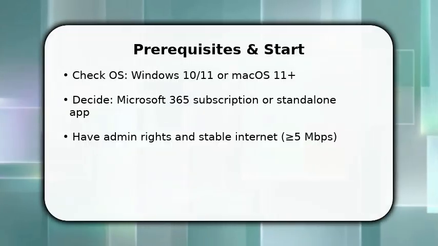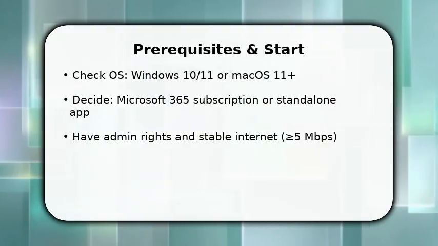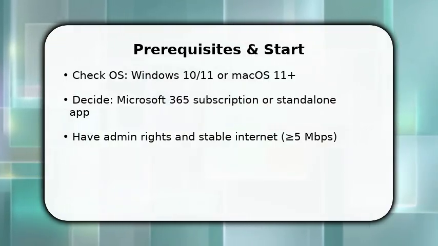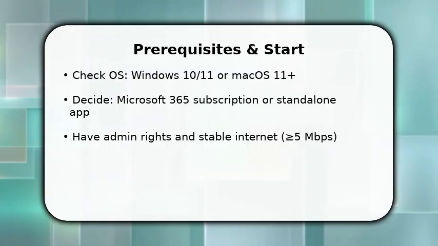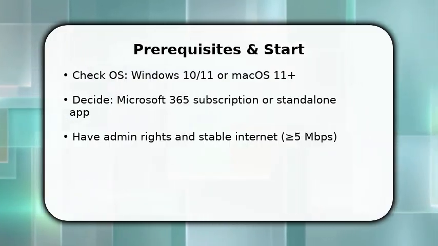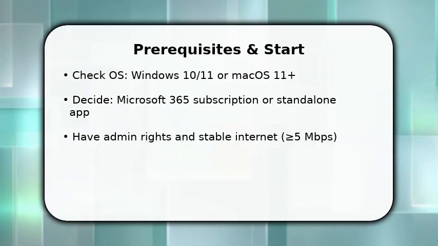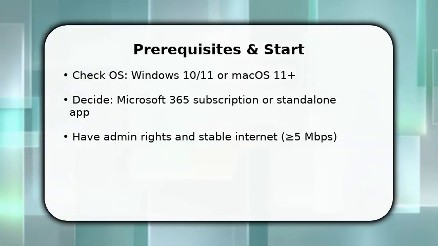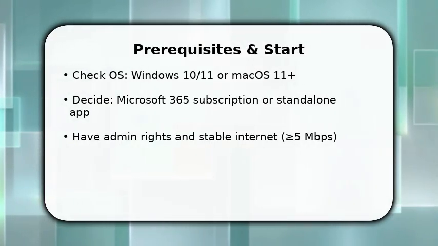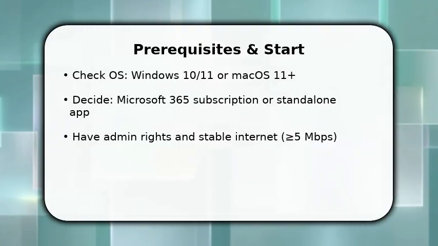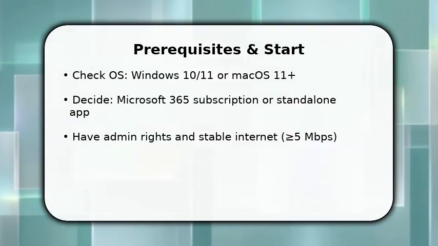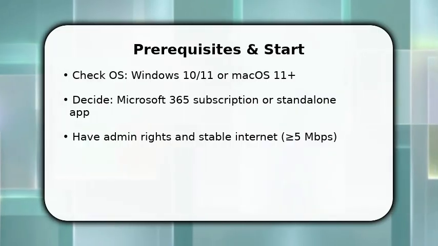You already have the essentials: a compatible OS, internet, and admin access. First, decide whether you want Microsoft 365 or the standalone PowerPoint app. Your choice affects licensing and updates. Once decided, sign into your Microsoft account or create one. This links your license. Make sure to note which email you use for activation.